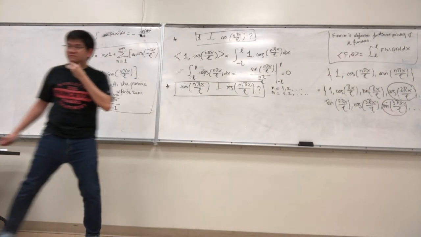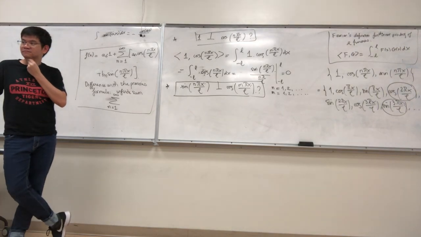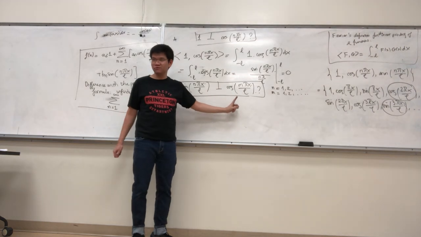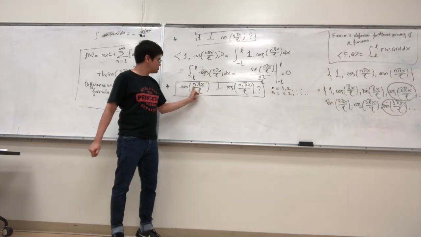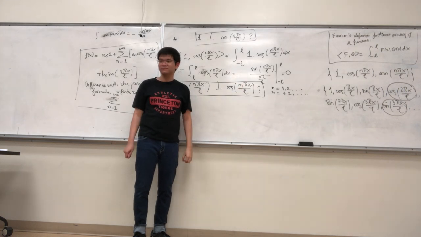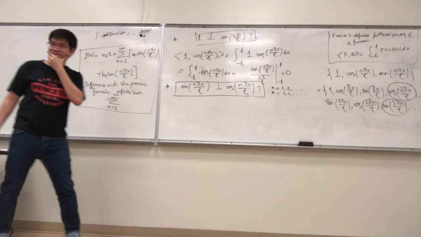Yes? What would happen if we have the same numbers for both? It doesn't matter, so they're still orthogonal. So if I check here, if n is 2 and m is 2, you will see that it's going to be 0, right? Other questions? It's clear.